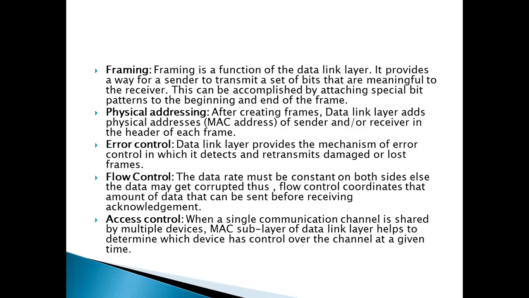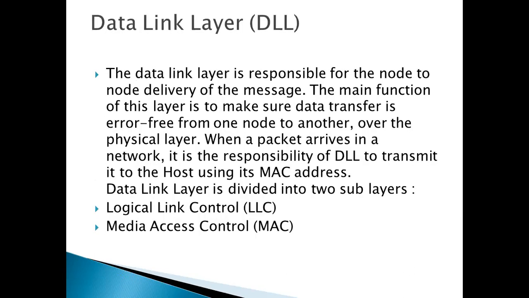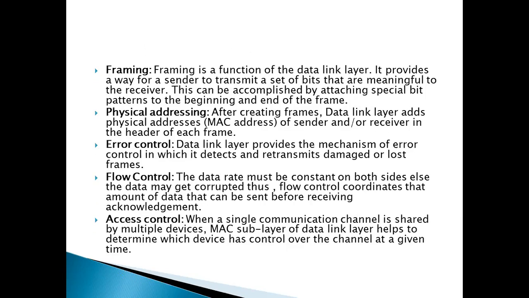The data link layer also has some functions. The first is framing: your data in bit format is converted into frames. Next is physical addressing, which the data link layer provides. Then there is error control, for damaged or lost frames, flow control, and access control. So these are the 5 types of activity done by the data link layer.